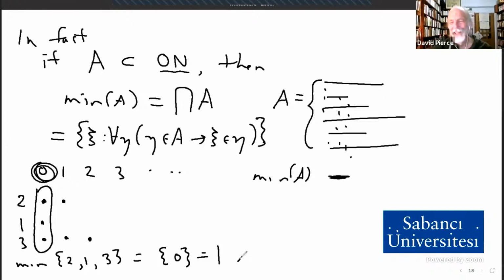Okay. So the minimum set is the set which contains 0, and it is equal to 1, actually. Is it like that in this case? That's right, exactly. Okay. I know the definition of numbers in set theory. Yes.